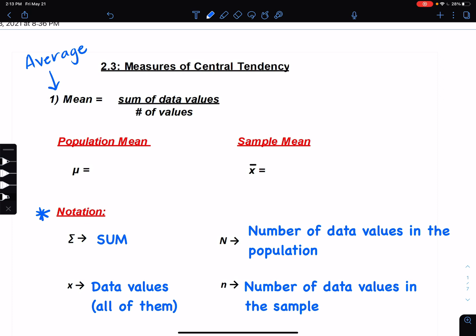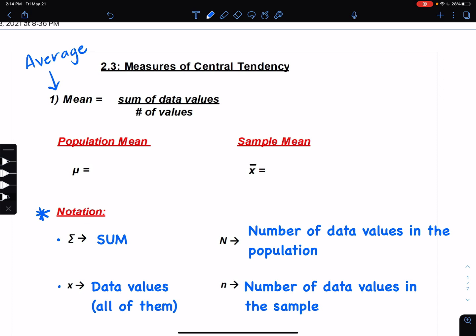The first one here is the Greek letter sigma. That's what we always use to denote a sum. So anytime you see that big sigma in a formula, you know you're going to be taking the sum of whatever comes after it. All right, now when you're looking at a formula, anytime you see the variable x, that is referring to your data values.